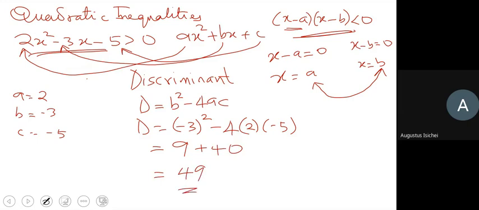Is 49 a perfect square? Hannah, why is 49 a perfect square? Hannah is saying yes, because we can find the square root. The square root is going to give us 7. Yes, it gives us 7. Thank you for trying. I love that.